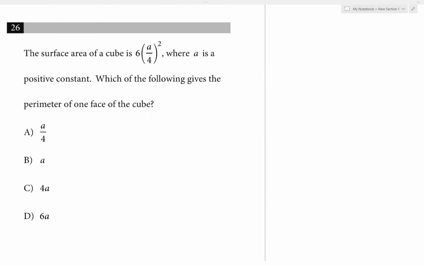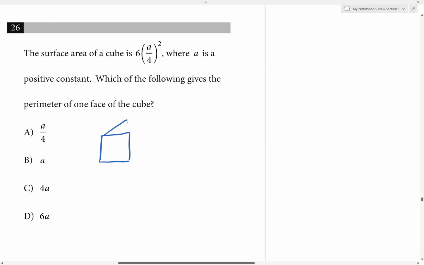All right, 26. The surface area of a cube is 6 times (a over 4) squared, where a is a positive constant. Which of the following gives the perimeter of one face of the cube? Okay, so we're talking about the surface area of a cube. So if we think about a cube, we know we have 6 sides.